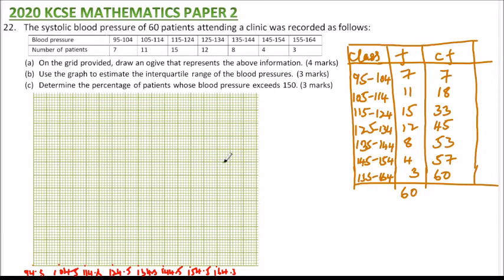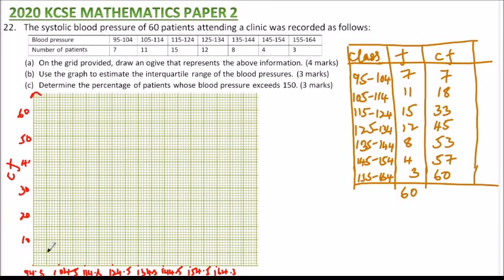Okay, we are going to use a cumulative frequency. So on our cumulative frequency axis, we can start here by 10, then we have 20, 30, 40, 50, 60. That is a cumulative frequency curve. And we are going to plot the cumulative frequency against the class boundary.